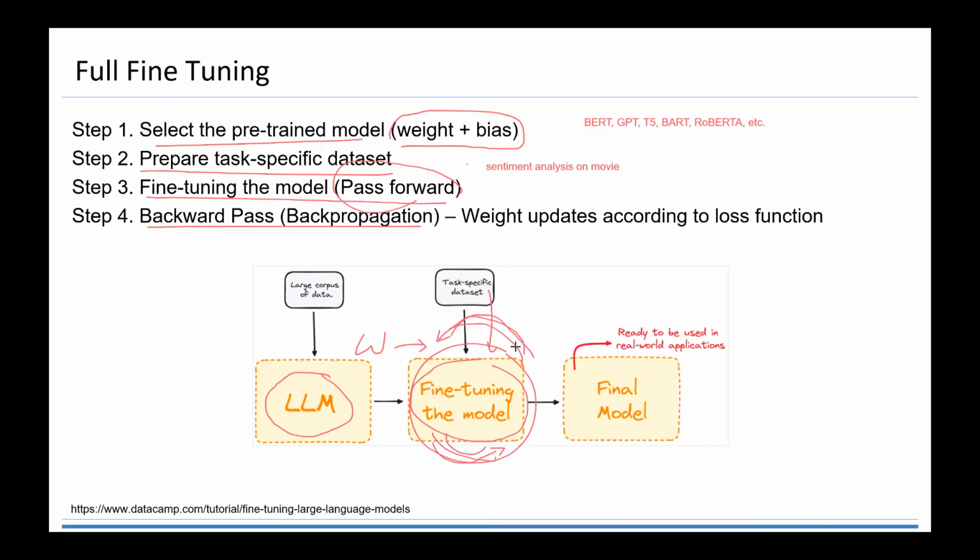Then at the last one, we can get the final updates or the final model. Backpropagation means updating according to the loss function. And at the end, when the weights converge, the final model will be ready to be used in real world applications.